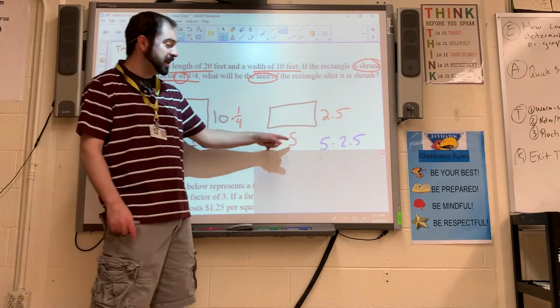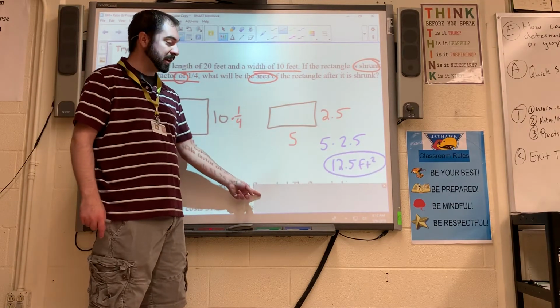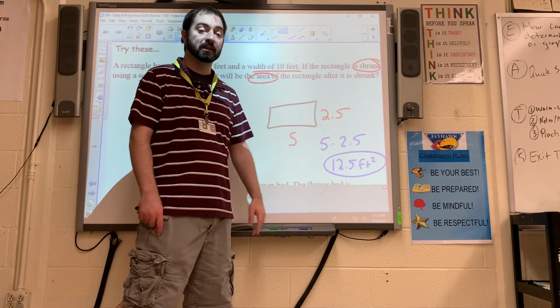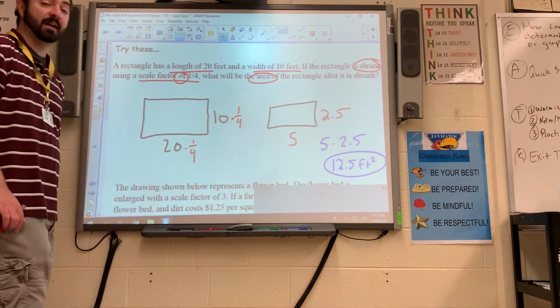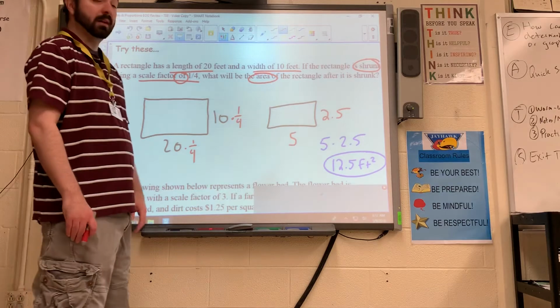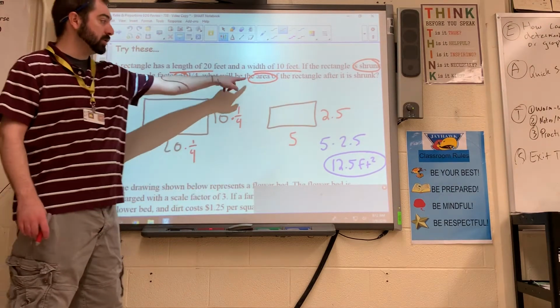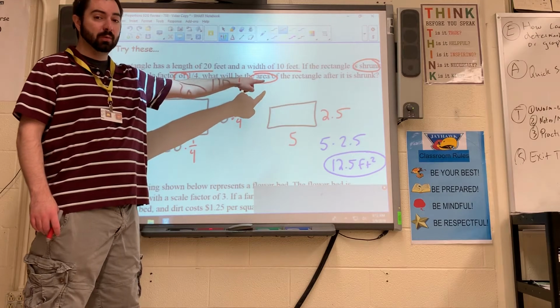Once I have my new length and my new width, I know that area equals length times width. So 5 times 2.5 means that the new area would be 12.5 square feet. So again, use the information that's given. Think about what they're asking you to do. You know in area you need a new length and a new width.